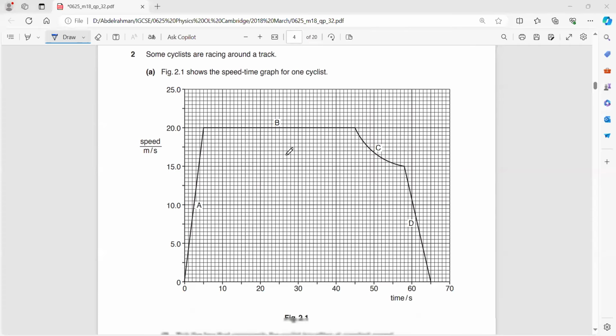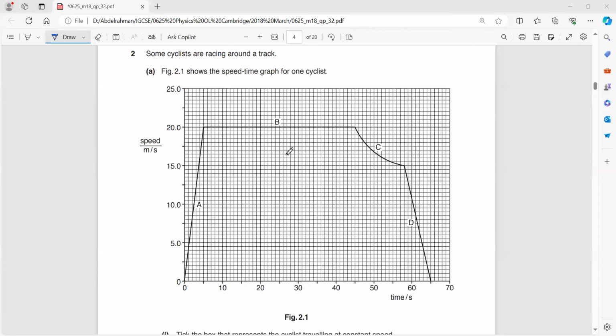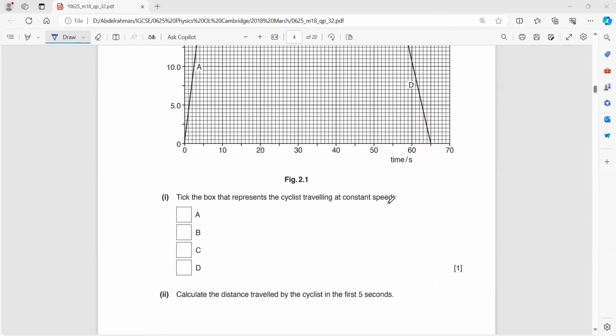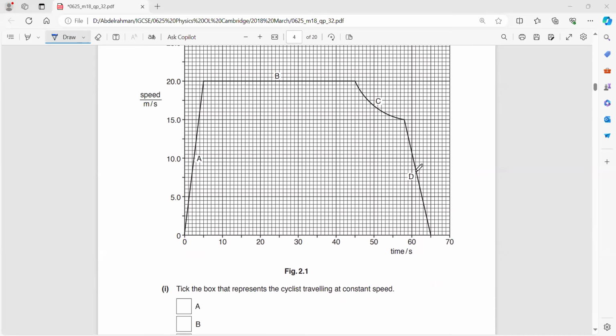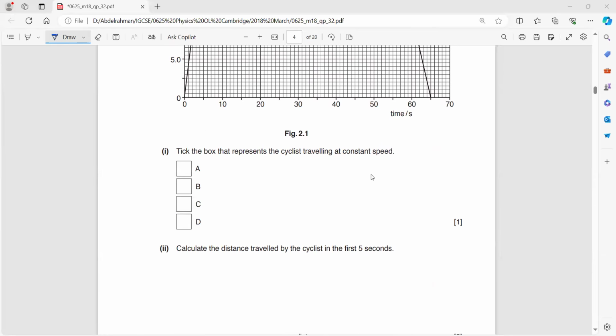Next question. Some cyclists are racing around the track. Now we have a speed time graph. Tick the box that represents the cyclist traveling at a constant speed. Where is the constant speed? B. Correct.